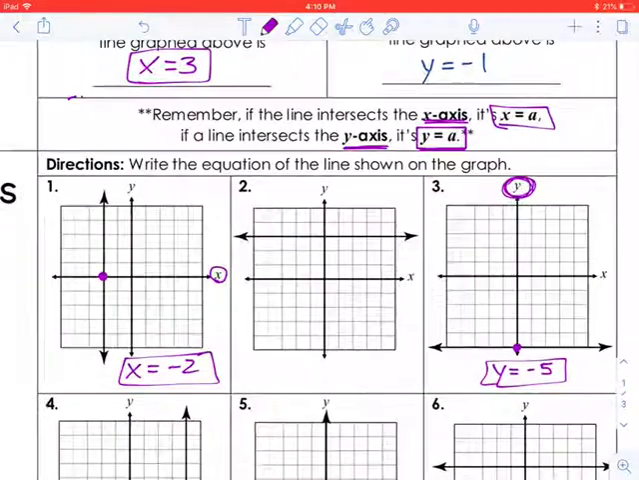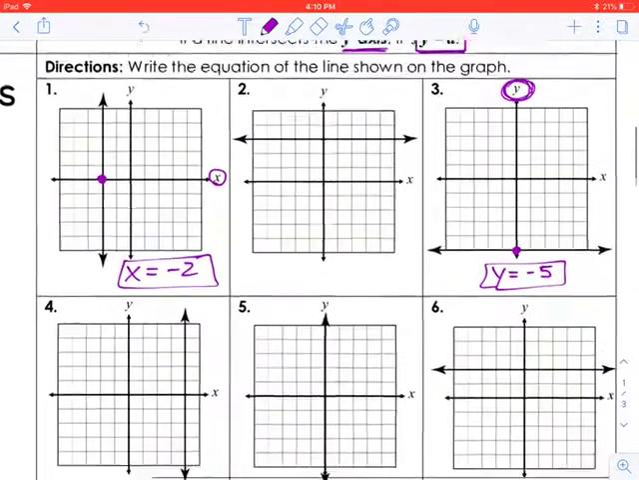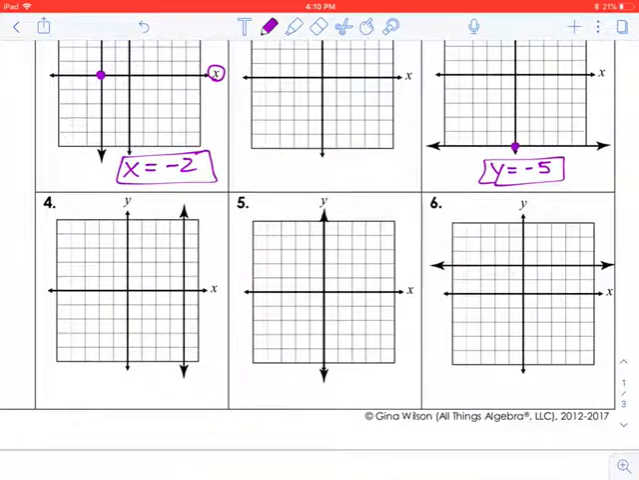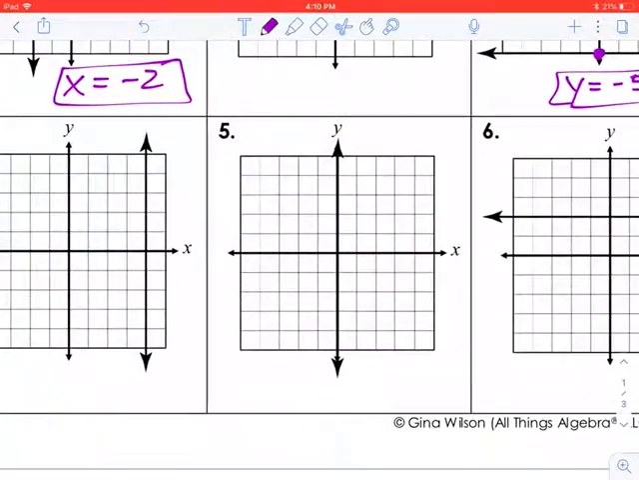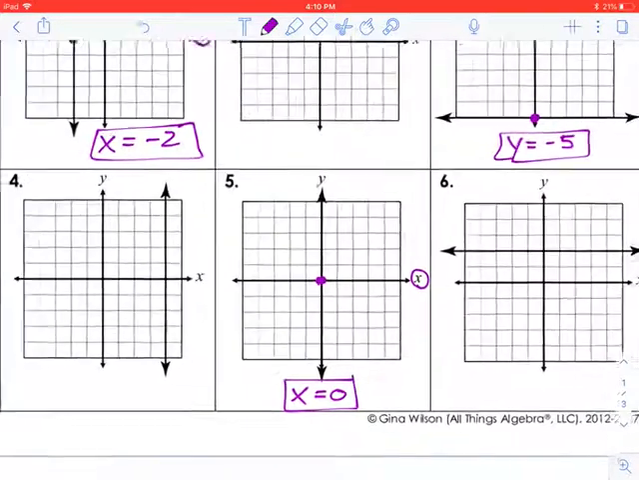Okay, and so let's keep going here. Number 5, looks like our line is right down the middle. Well, it's going through the x-axis. It's a vertical line, so it's x equals 0.